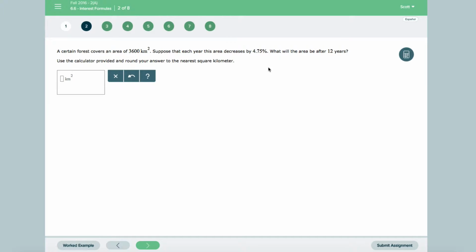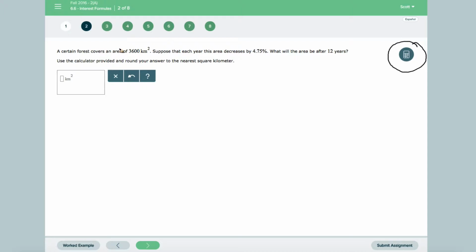Number 2. A certain forest covers an area of 3,600 square kilometers. Suppose that each year this area decreases by 4.75%. What would the area be after 12 years? So this is a decaying problem, okay? And all we're going to use is the exponential function, with a calculator.